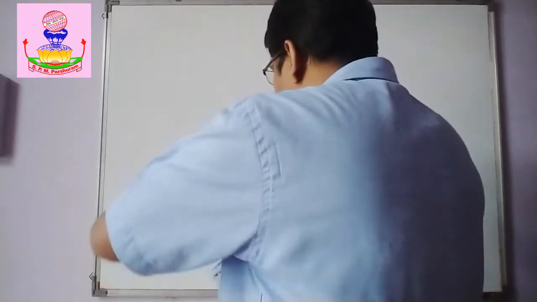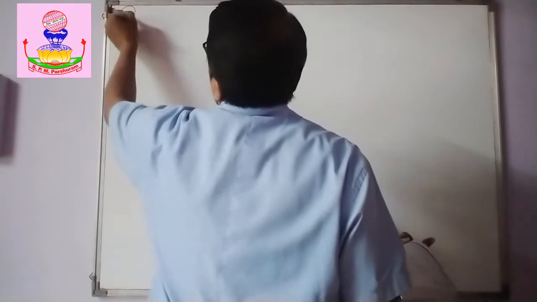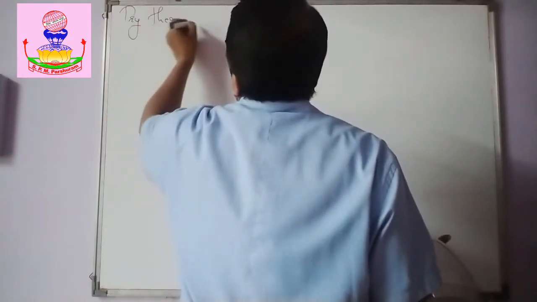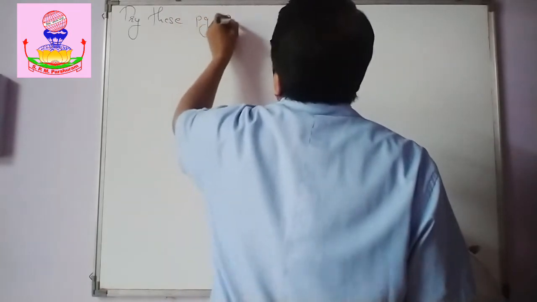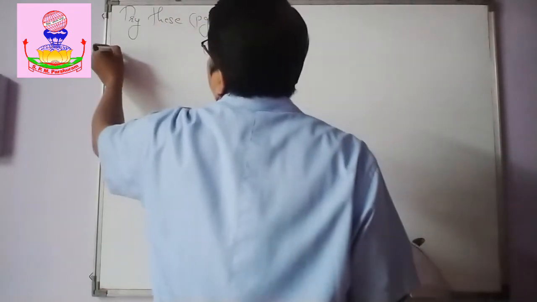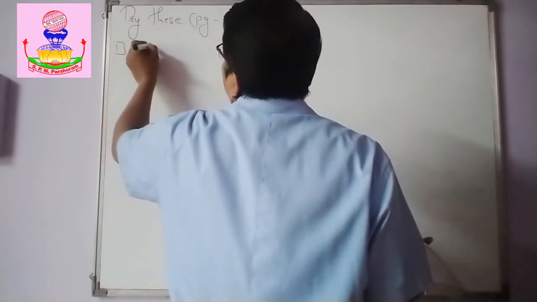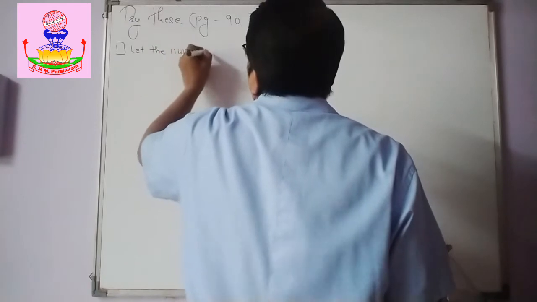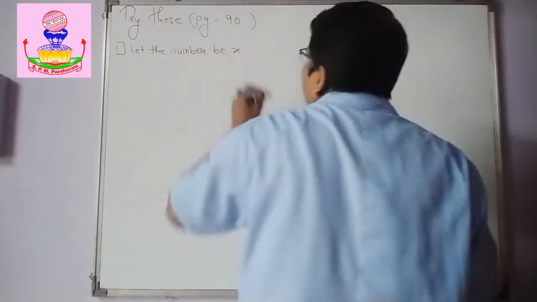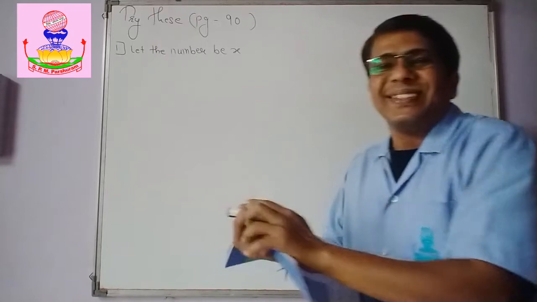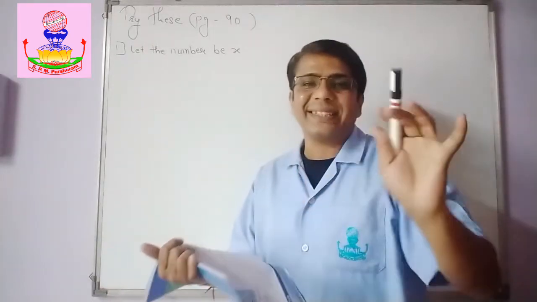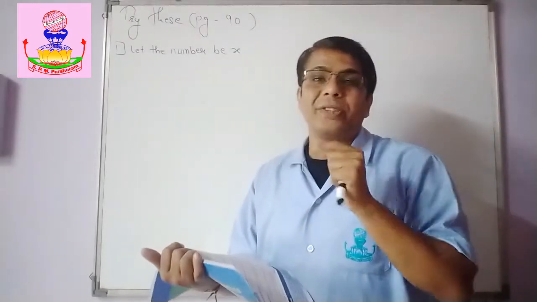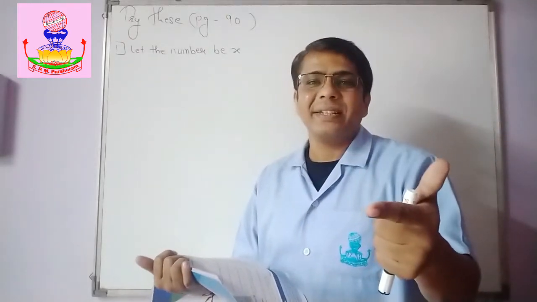So this is Try These number 1, page number 90. Let the number be x. So we got that I have to find a number, so I have given it an identity. You are x. Now we are going to relate the statements with this x. How? That is our next step.